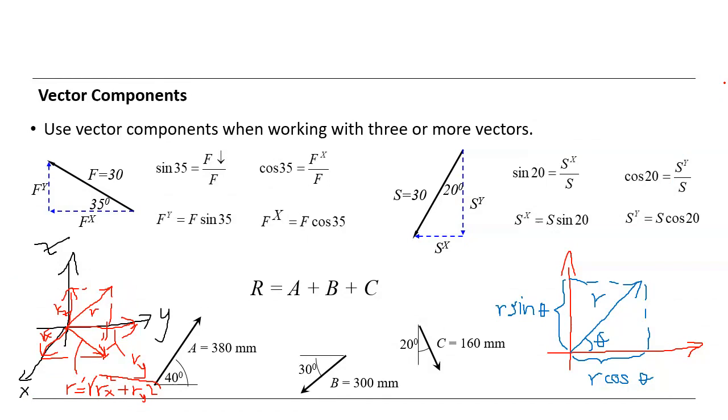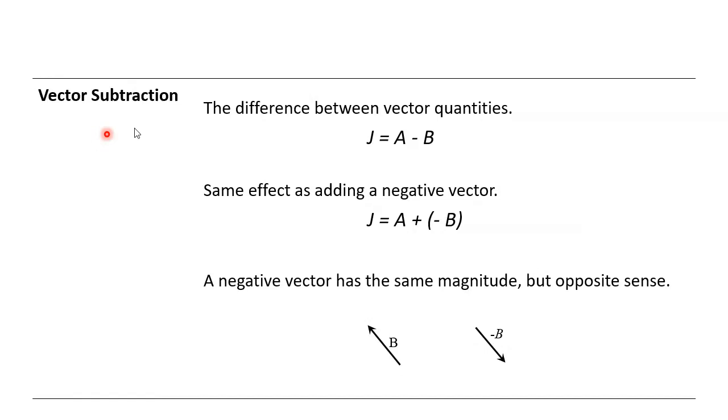Okay, so if we have three vectors, of course, we can calculate the summation of three vectors, A plus B plus C. And then vector subtraction: G is equal to A minus B, or G is equal to A plus minus B. So we can write it also in that way, same effect as adding a negative vector. So here is the difference between vector quantities.